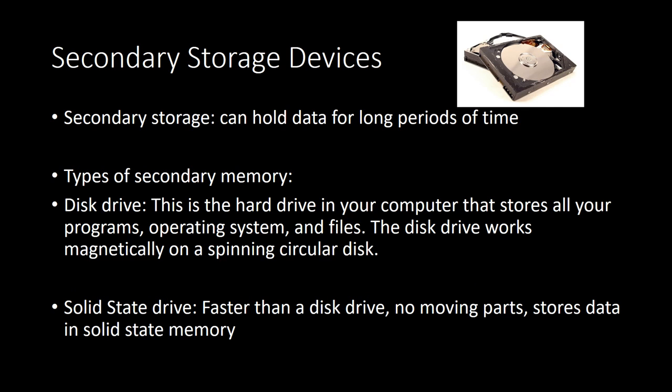Secondary storage devices are a little bit different than main memory, and that secondary storage can hold data for very long periods of time. So examples of that would be the hard disk drive that is in your computer. The hard disk drive that's typically in there may work magnetically and have a spinning circular disk inside of it. The solid state drive is very similar, but it is faster than a disk drive and there's no moving parts, and it stores data in a solid state memory. It's also a little bit more expensive of a drive than the standard disk drive.